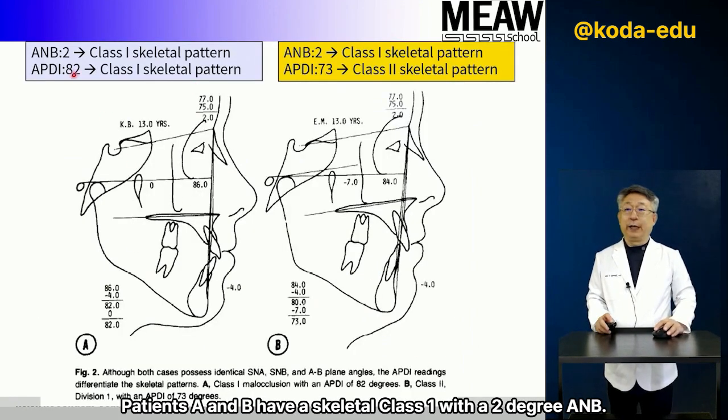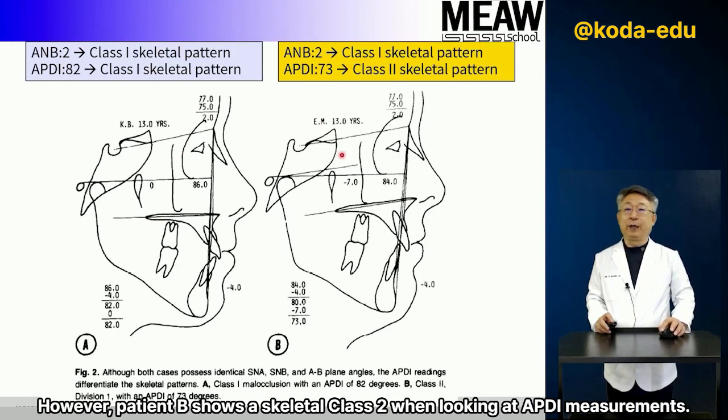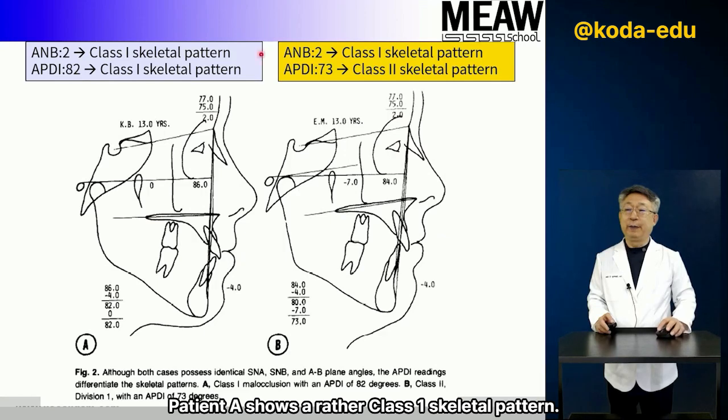Patients A and B have a skeletal class 1 with a 2-degree A and B. However, patient D shows a skeletal class 2 when looking at APDI measurements. Patient A shows a rather class 1 skeletal pattern.